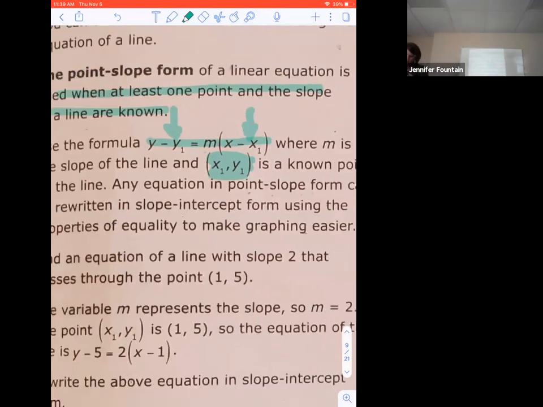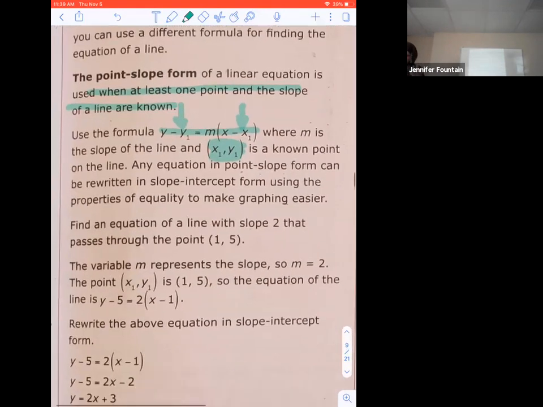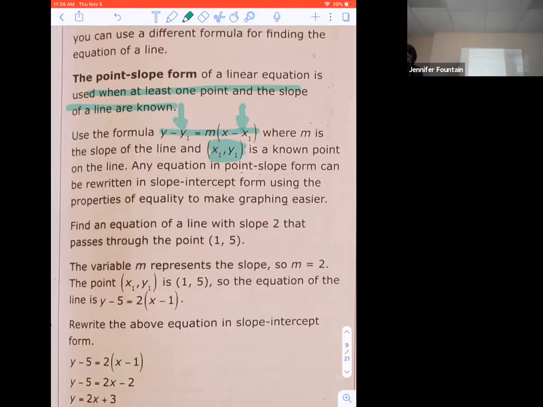Okay. So it says that x1, y1 is a point on the line. Any equation in point-slope form can be written in slope-intercept form using the properties of equality. So basically, I can change y minus y1 equals m times x minus x1 and convert it to y equals mx plus b. So I start with this form, and then I solve for slope-intercept. So let's look at an example of that.